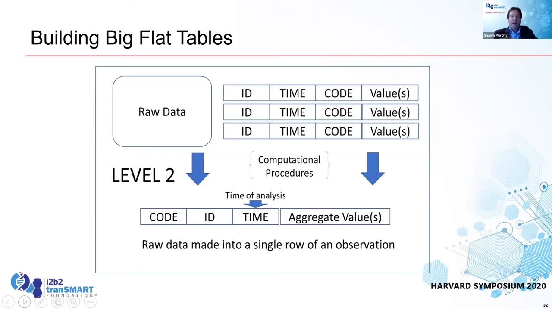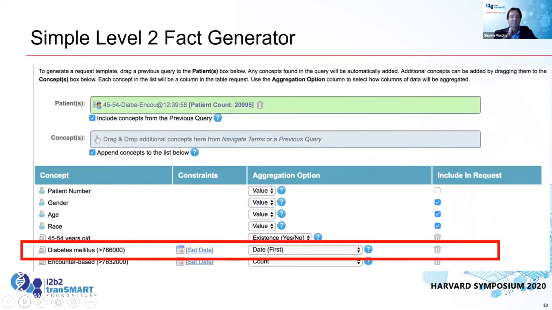And these level two facts, next slide, can be derived. We'll have a level two fact generator, and that's essentially what we've been working on in ACT that will be distributed shortly. It can make some basic things, like let's say we want to get the first date of your diabetes diagnosis and put that into a table. That's essentially a level two fact. Next slide.